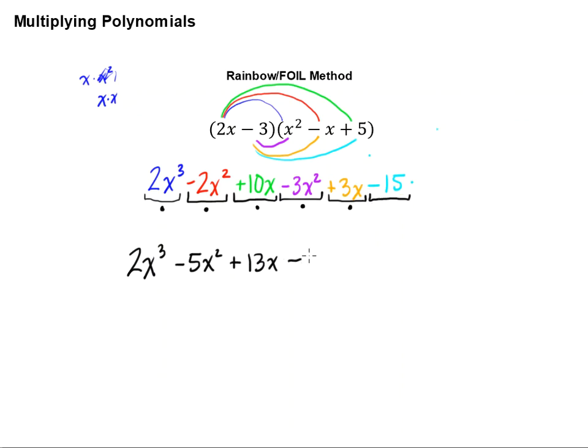It's the only constant term, the only term without an x. And there we go, and that is our final answer right there. Okay, so that's using what's called the rainbow method, or FOIL method. I'm going to write that answer up here, so 2x to the 3rd.